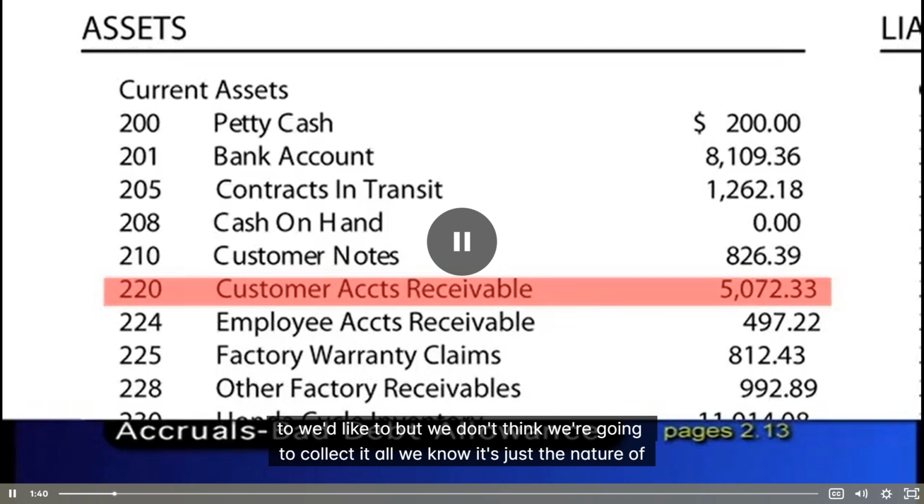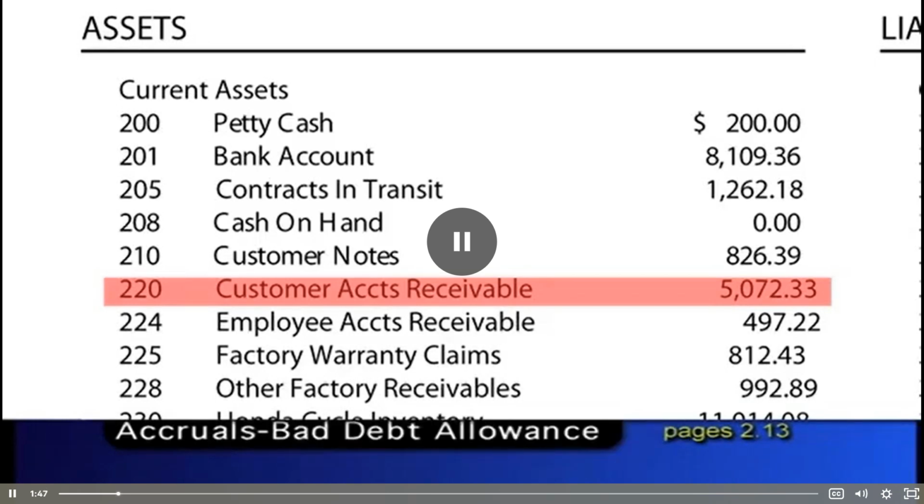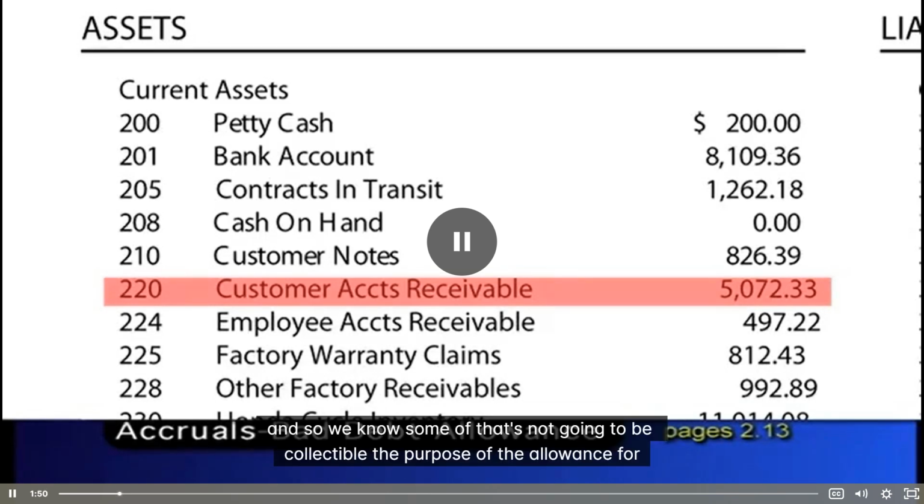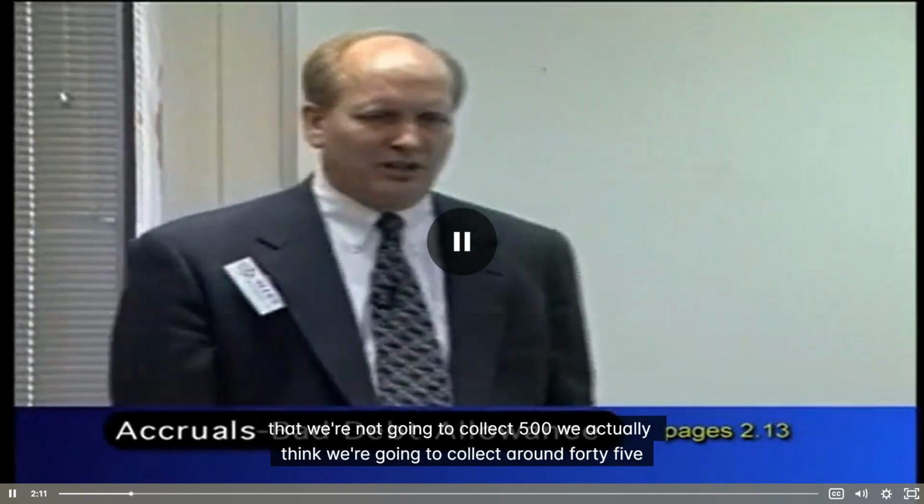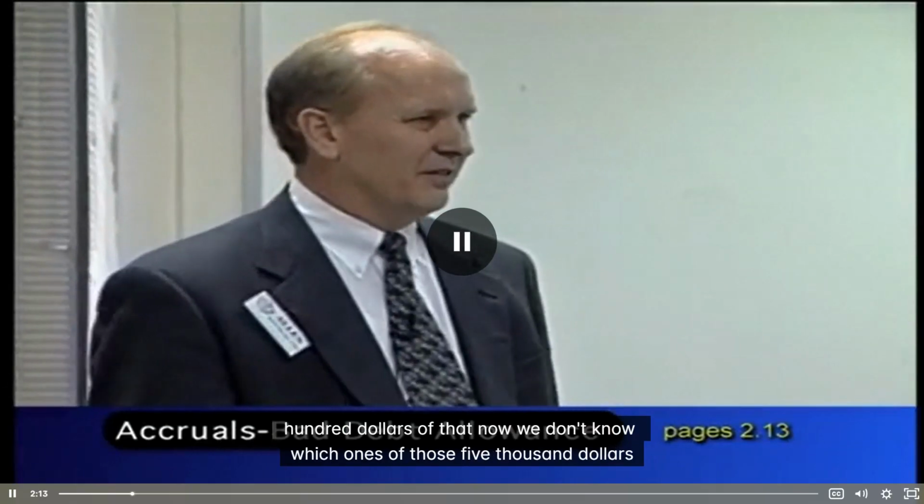We know it's just the nature of business, and we take a risk when we sell something on credit. And we're willing to take that risk. And so we know some of that's not going to be collectible. The purpose of the allowance for bad debts is to estimate which part's not. So out of that $5,072, we estimate, we guess, and it's hopefully better than just a guess, that we're not going to collect $500. We actually think we're going to collect around $4,500 of that.